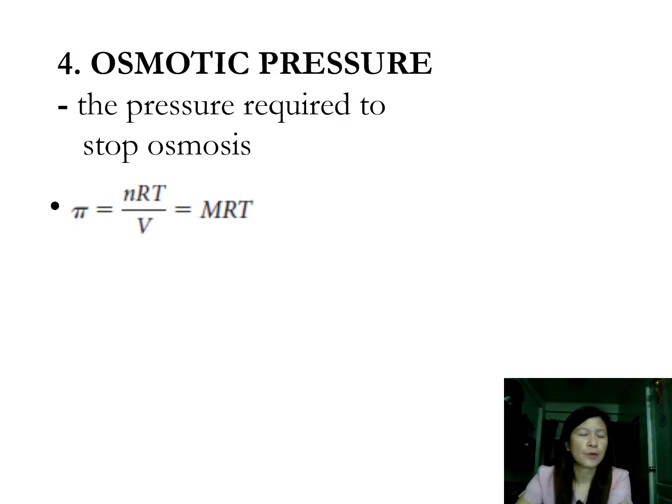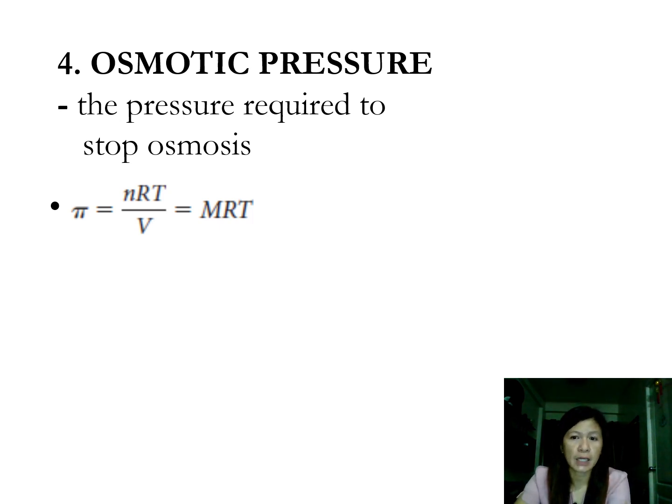The fourth colligative property is the osmotic pressure. This is defined as the pressure required to stop osmosis. Osmosis is the process wherein solvent particles pass through a semi-permeable membrane from a region of lower solute concentration to higher solute concentration. Or if we are considering concentration of solvent, movement of solvent particles from a higher solvent concentration to a smaller solvent concentration.